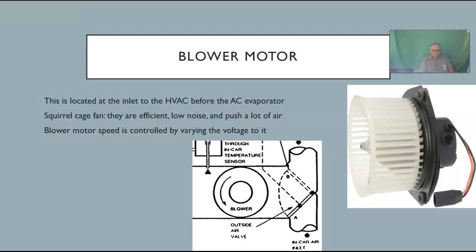But that's what's going to be pulling the air inside there. This is called a squirrel cage fan. And if you've had a gerbil or a hamster or something where they run inside of that wheel, that's where the name came from. But they can push a lot of air, and they're quiet while they're doing it. Blower motor speed is going to be controlled on most vehicles by the voltage that's applied to it. Some of the newer ones, they get much fancier with electronics and controlling the speed.